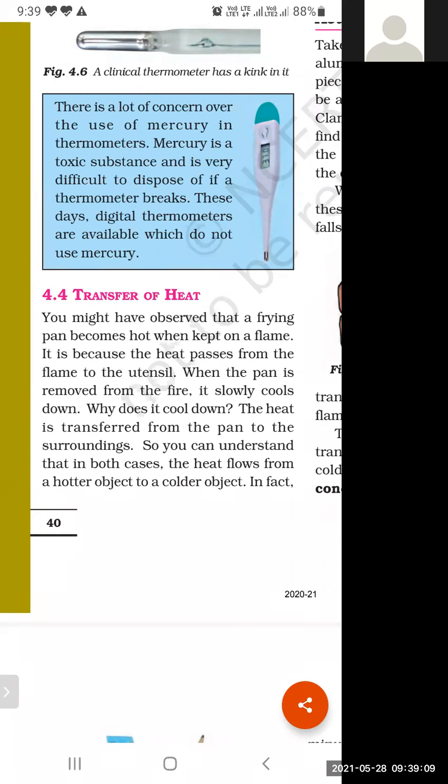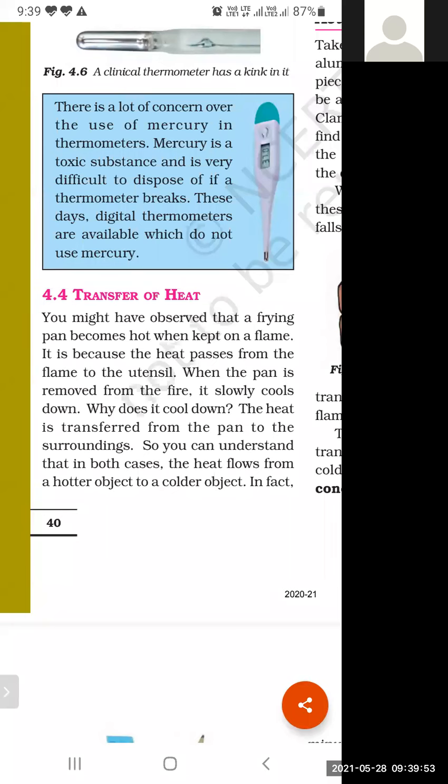When the pan is removed from the fire, it slowly cools down. So what will happen when we remove that pan from the fire? After some time, the pan or that utensil will slowly become cool. Why does it cool down? The heat is transferred from the pan to the surrounding. In the first case, heat is transferring from the burner or flame to the pan. And in the second case, when we remove the pan from the flame, the heat of the pan will transfer to the surrounding.